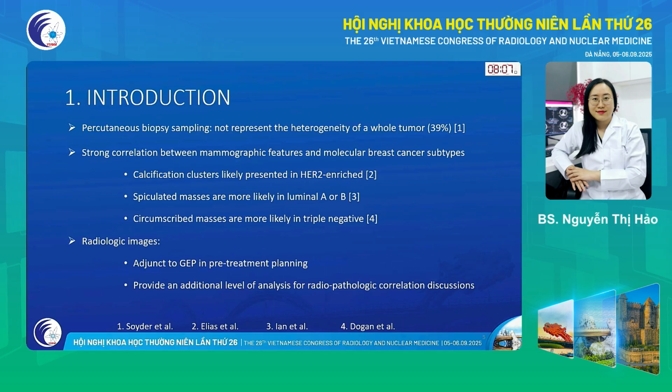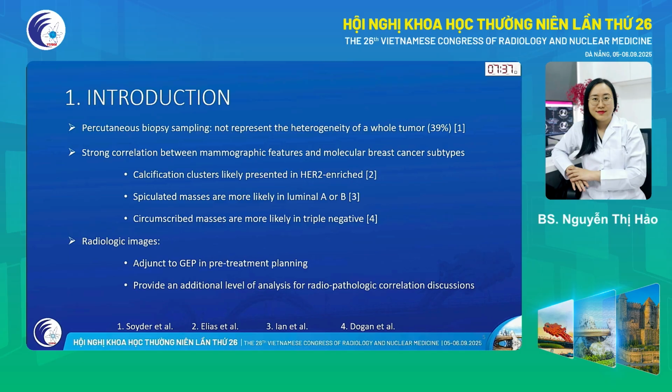Percutaneous biopsy sampling is what we normally use in the clinical setting, but it does not represent the heterogeneity of the whole tumor, up to almost 40%. Previous studies show a strong correlation between mammographic features and molecular breast cancer subtypes. For example, calcification clusters are likely presented in HER2-enriched. Spiculated masses are more likely in luminal A or B, and circumscribed masses are more likely in triple-negative.